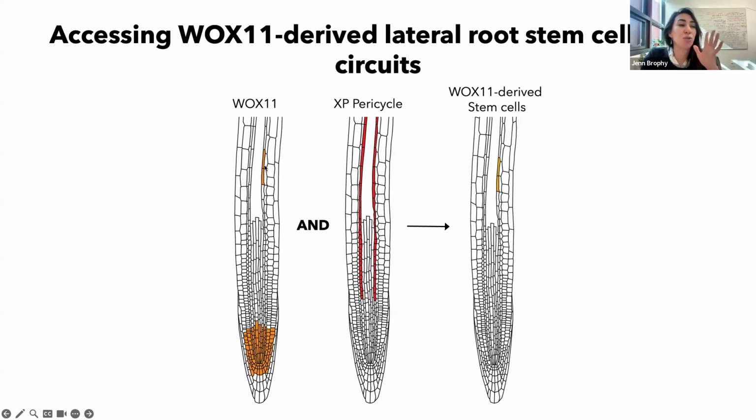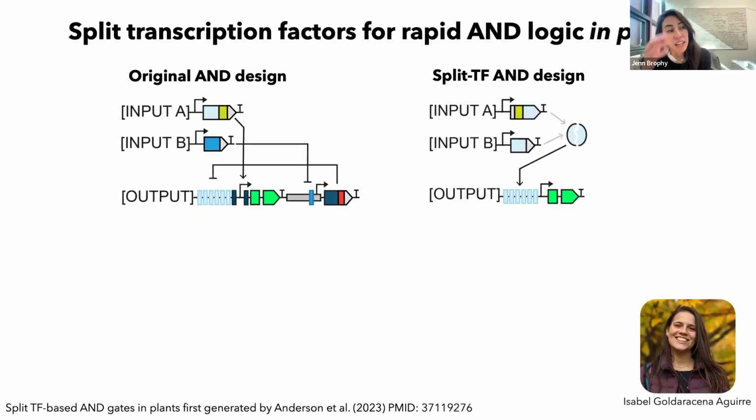And what we would like to do is just suppress auxin signaling in the WOX11 derived stem cells. And we think that the way to access these stem cells is to apply an AND gate where we have WOX11 signal and a signal for the cell file in which these stem cells typically appear, called the xylem pole pericycle. And this requires using an AND gate to combine these two promoters' activity. The AND gates that we had previously made are quite complicated, and so there's a graduate student, Isabel, in the lab who has been developing new split transcription factor-based AND gates.